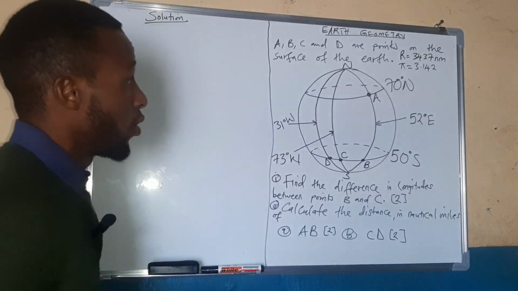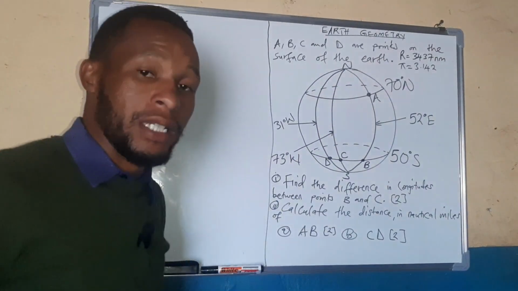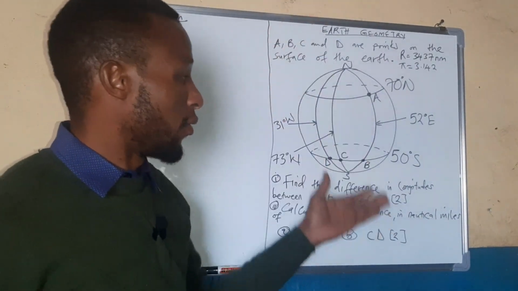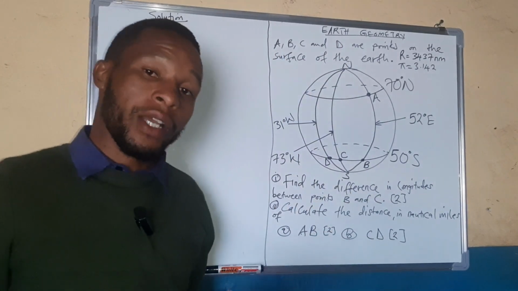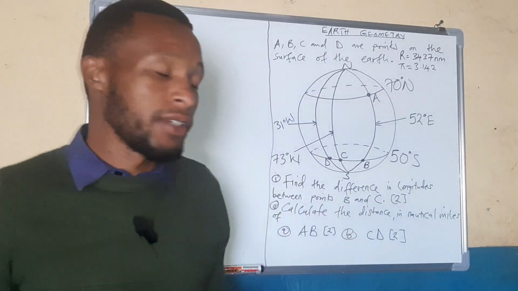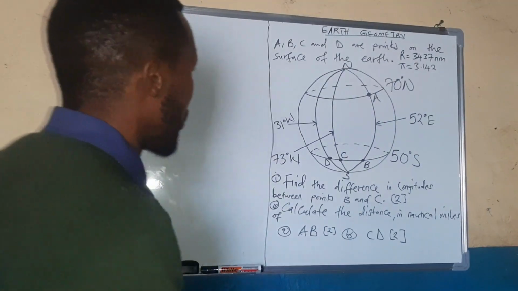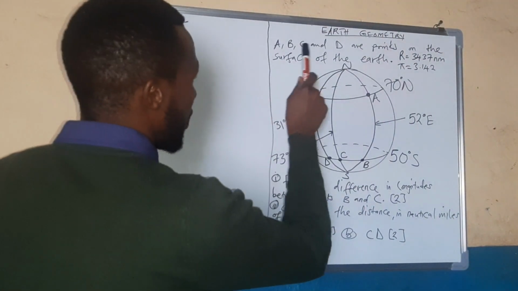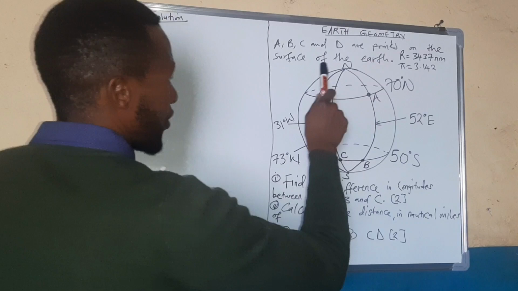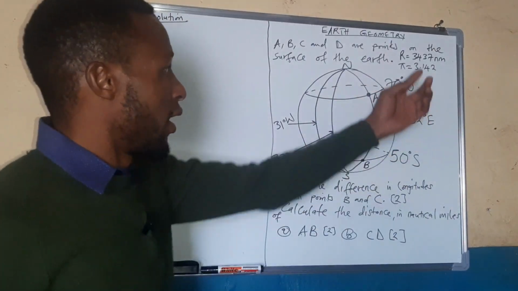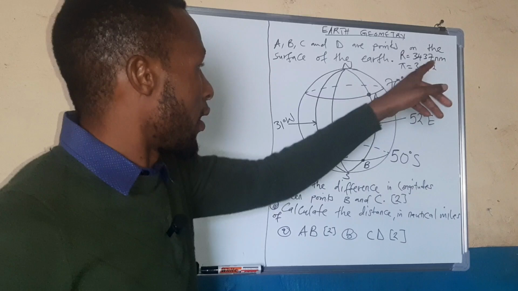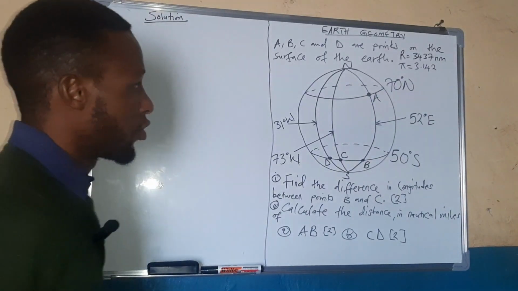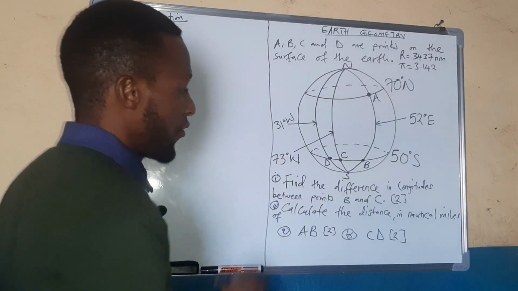So today we have a lesson under earth geometry, and we've gotten a question from a past paper which we are going to handle together. So stay tuned. The question says the points A, B, C, and D are points on the surface of the earth. We've been given the radius of the earth as 3437 nautical miles, and pi is 3.142. This is the earth's surface.